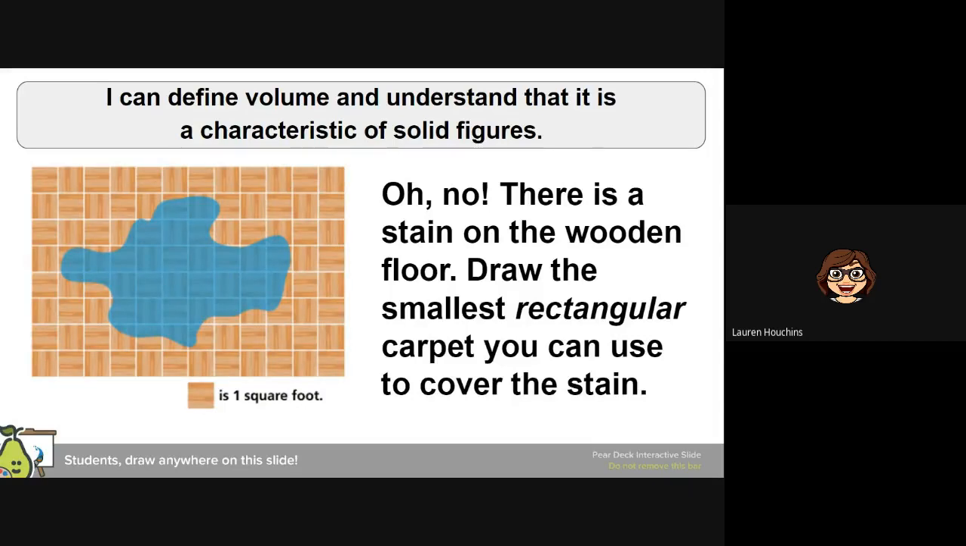I dropped something on my floor and I need to cover it up. So your job is to draw the smallest rectangular carpet you can that will help me cover up this stain, because I don't want to look at it every day. It was blue paint and I don't want to look at it. So draw the smallest rectangular carpet you can that will cover the entire stain.